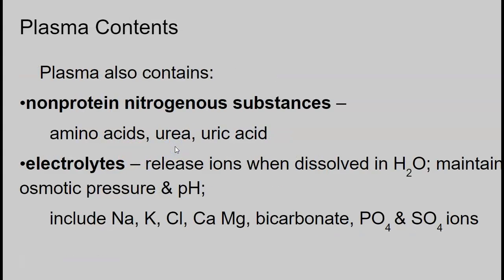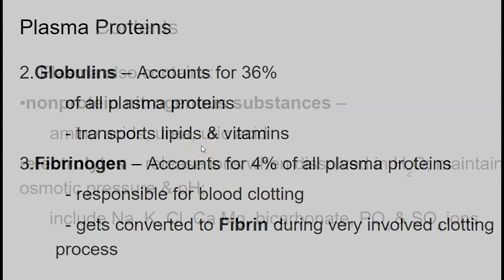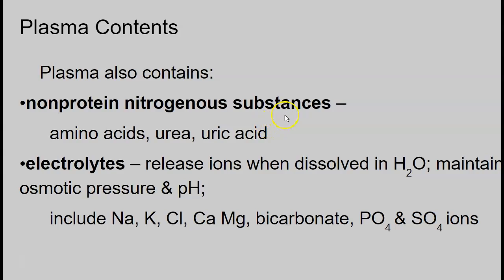And finally, plasma also contains some other things that aren't those proteins. They also contain non-protein nitrogenous substances. For example, amino acids. So when proteins get broken down, they become amino acids. And then there's waste involved, and that is called uric acid and urea. That's what actually becomes urine. So if you have too much of that in your blood, it'll actually turn into ammonia.